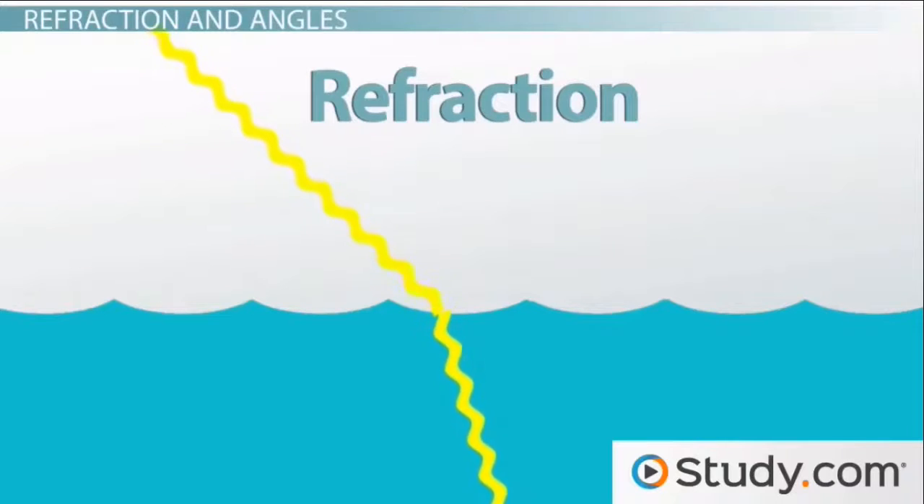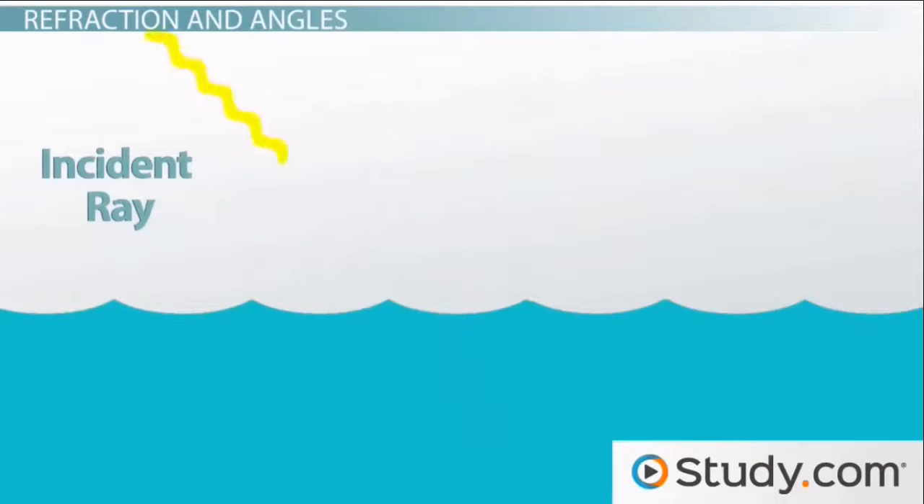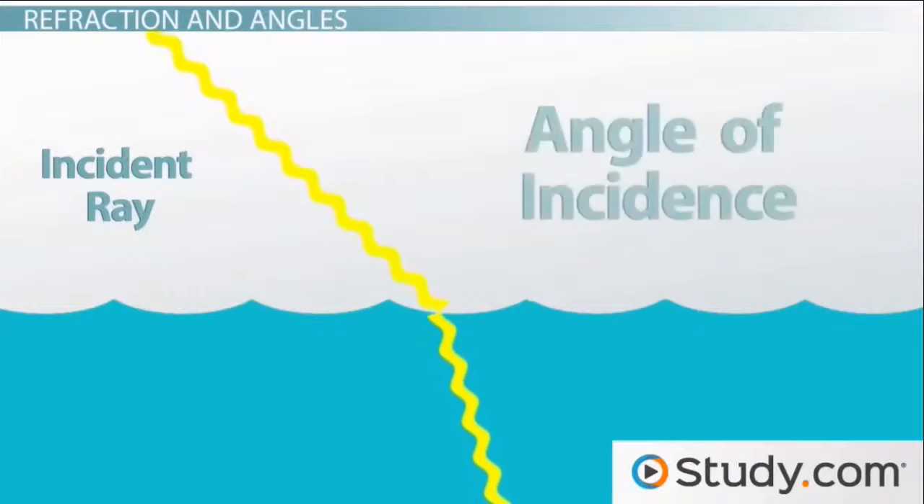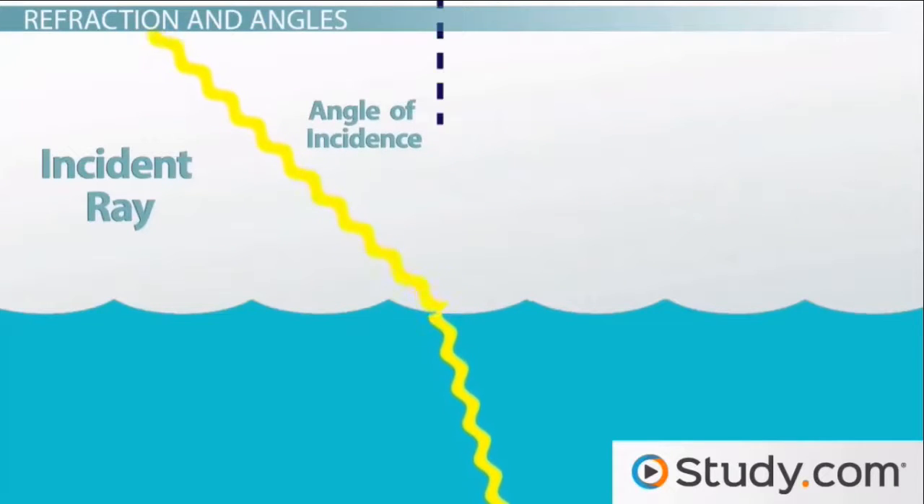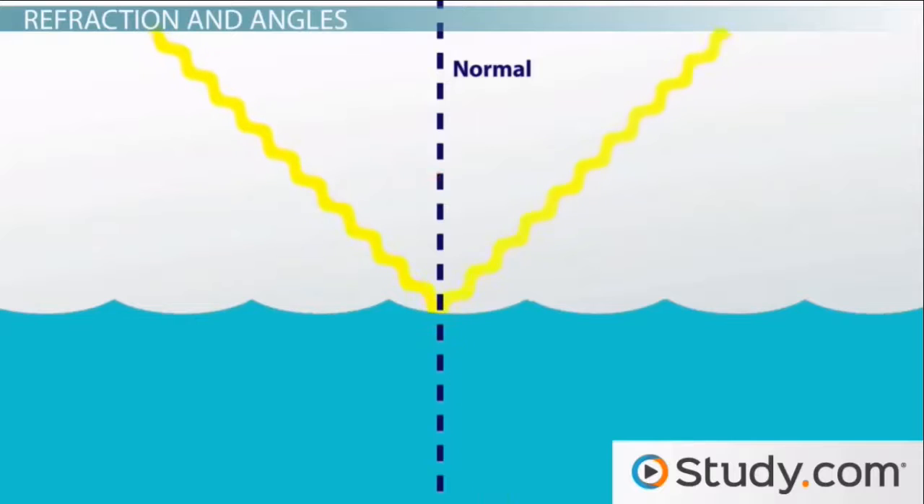In both cases, the process begins with an incident ray that strikes the surface or enters the new medium at a certain angle. This angle is called the angle of incidence, the angle between the incident ray and the normal line. The normal is just an imaginary line that's perpendicular to the surface. If this was a reflective surface, then we'd see a reflected ray bouncing off the surface with its own angle of reflection.